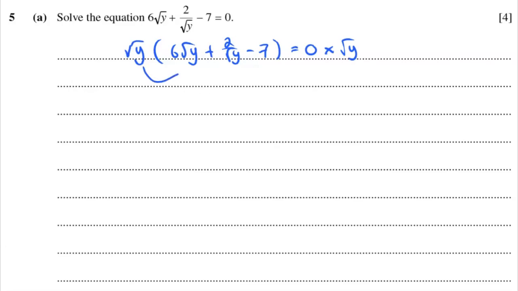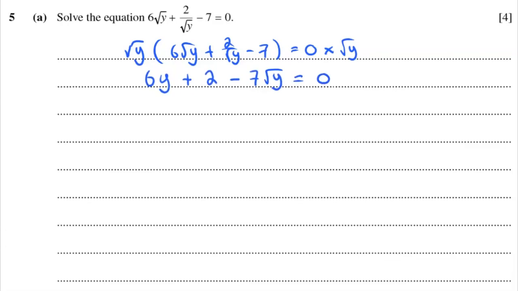What you do to one side of the equal sign, you do to the other side. Of course, on the left side, we're using the distributive law, and the root of y gets distributed to every term. And on the right side, it will just become 0. All right, so let's distribute the root y. We got root y times 6 root y. When you have root y times root y, you just end up with y. We're going to multiply 2 over root y. The root y will cancel. We're left with 2. And then minus 7 times the square root of y equals 0.